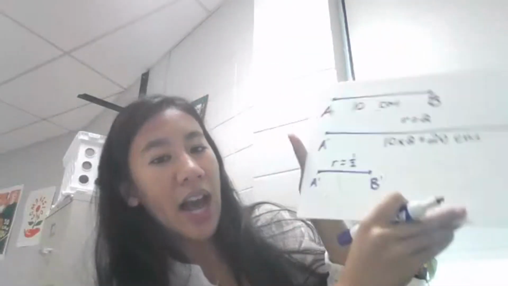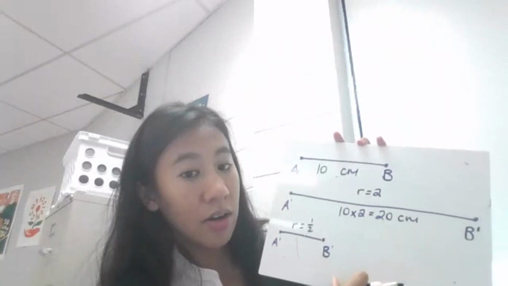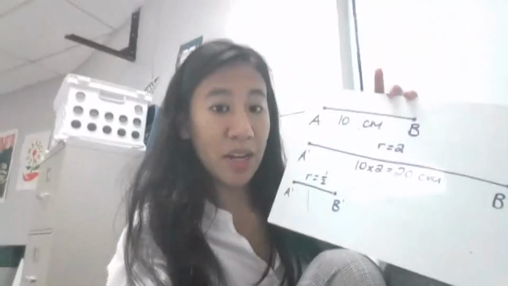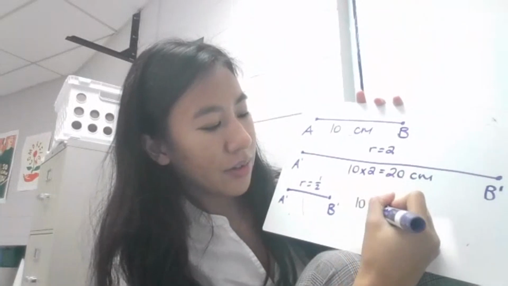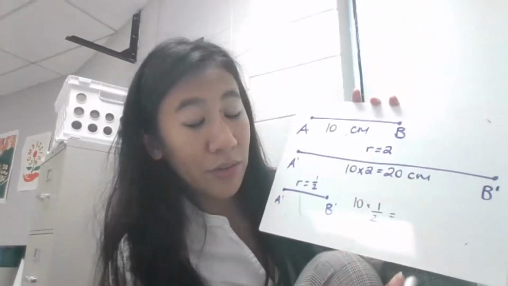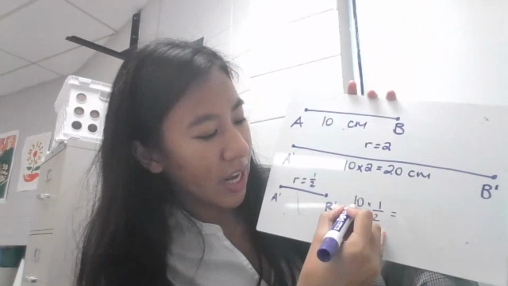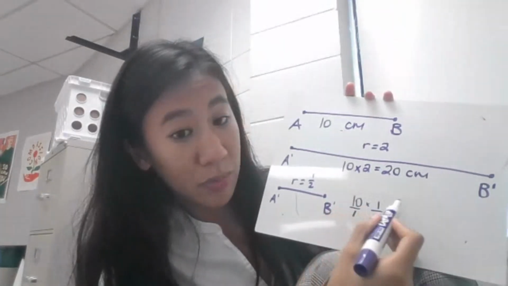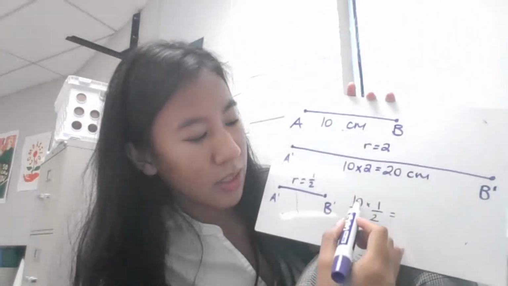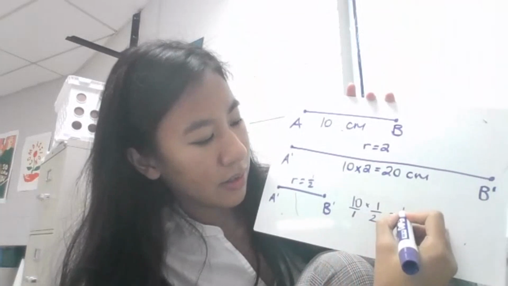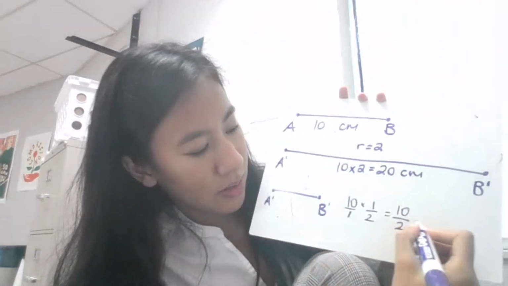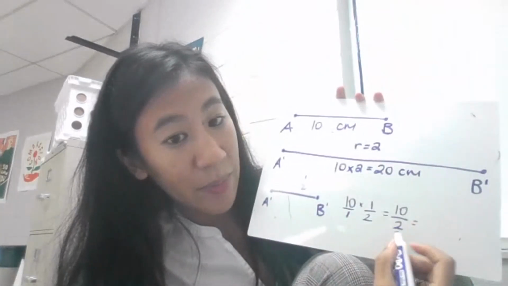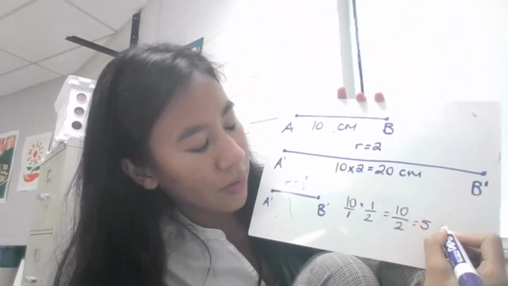So I have R equals 1/2, and what I have is 10. Let me tilt this down so you can see it better. 10 times 1/2. When I'm multiplying a fraction like this, it's the same as having 10 over 1, and you just multiply straight across the top and the bottom. So I get 10 times 1 is 10. And then on the bottom, 1 times 2 is 2. And 10 divided by 2 is just 5.